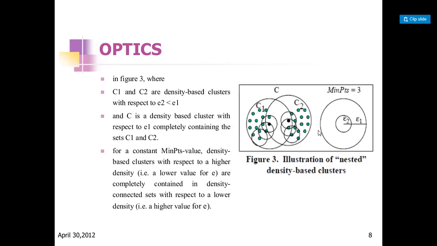As I've told you, if epsilon 1 is greater than epsilon 2, then definitely the density criteria that has been satisfied by the epsilon 1 radius would also be satisfied by the epsilon 2 radius. For the same min point value, that would obviously be the better representation. So we try to find out basically the optimal value of the epsilon radius that would contain the minimum number of points.